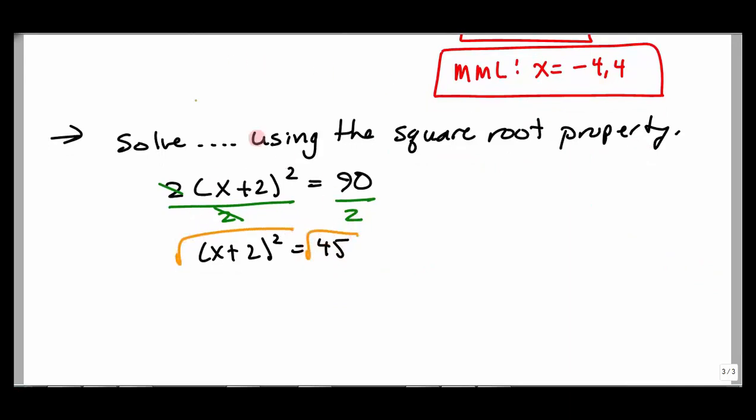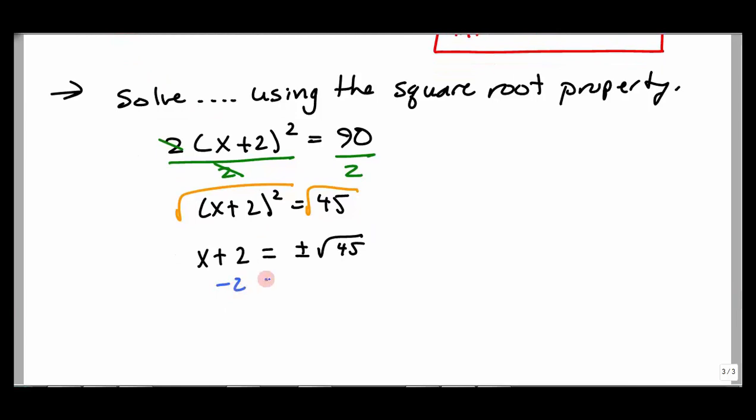I'll go ahead and take the square root of both sides. The square root of x plus 2 quantity squared, the square root and the squared cancel each other out. So I have x plus 2 equals plus or minus the square root of 45. Now the reason it's plus or minus is, remember, 2 squared is 4. Also, -2 times -2 is 4, so I need the primary and the negative root.